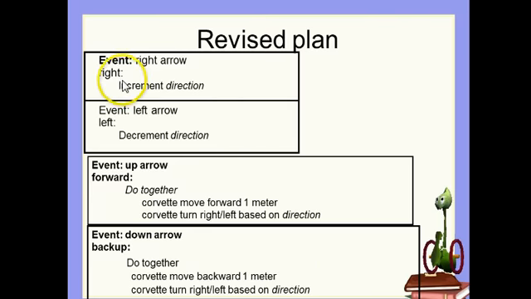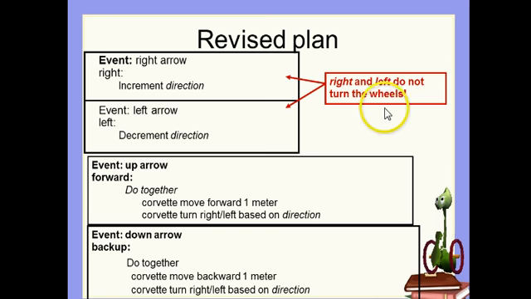So here's the revised plan. When you go right, you're going to increment direction. You're just going to make it change by, let's say, 1. And same thing with the left arrow. And the up arrow, it's going to go forward, and the car will move forward, and the car will move right or left based on how much the wheels are turned. And same thing with backwards. Interestingly, right and left don't turn the wheels themselves. They're just going to change the variable, and this is where the wheels get changed.